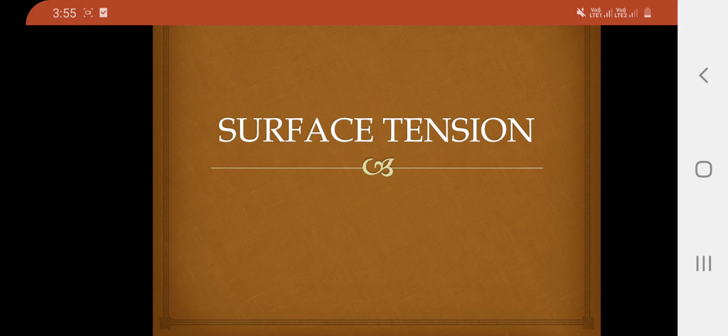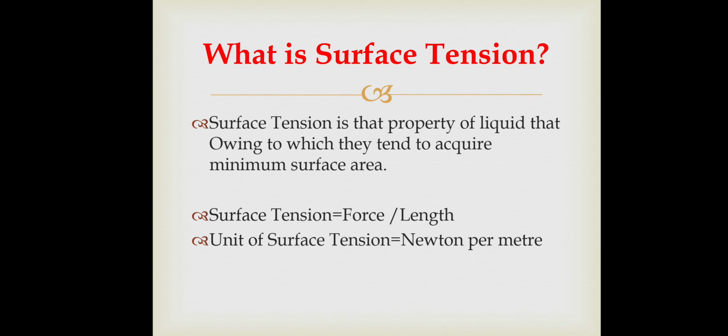Friends, today we will discuss surface tension. First we will see what surface tension is. Surface tension is that property of liquids owing to which they tend to acquire minimum surface area. That means the cohesive forces between liquid molecules are responsible for the phenomenon known as surface tension.